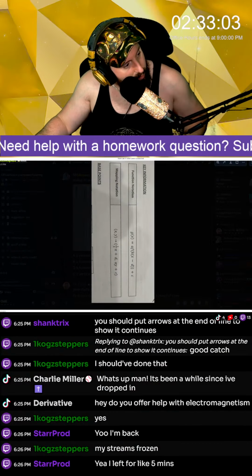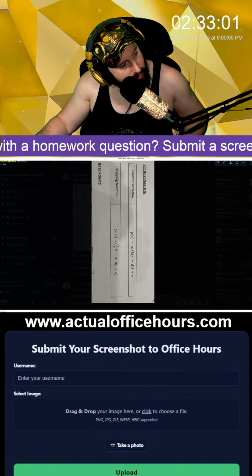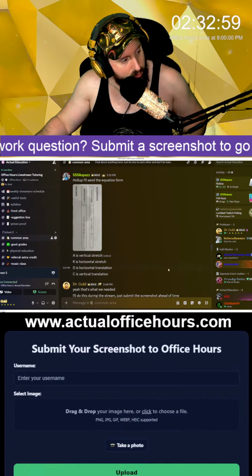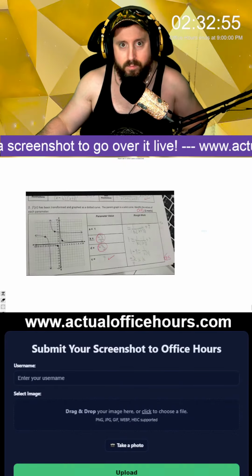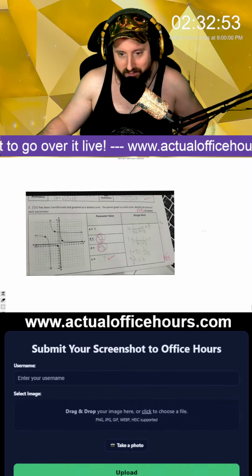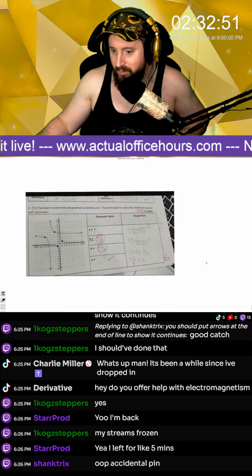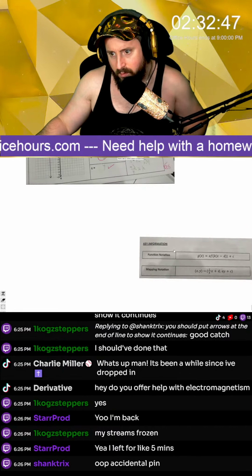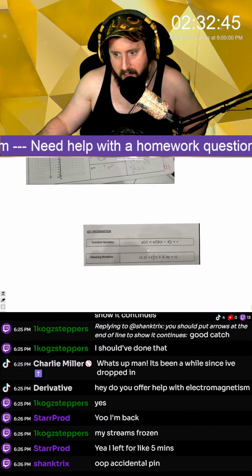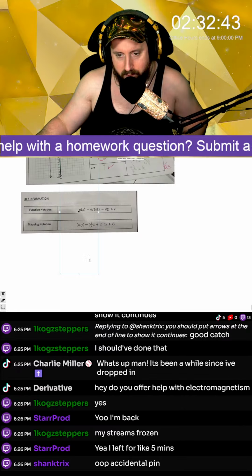Yeah, here we go. This is what I wanted. This information is key. We do need this. Okay. Accidental pin. It's okay. Okay. Mapping notation. This is so fascinating.